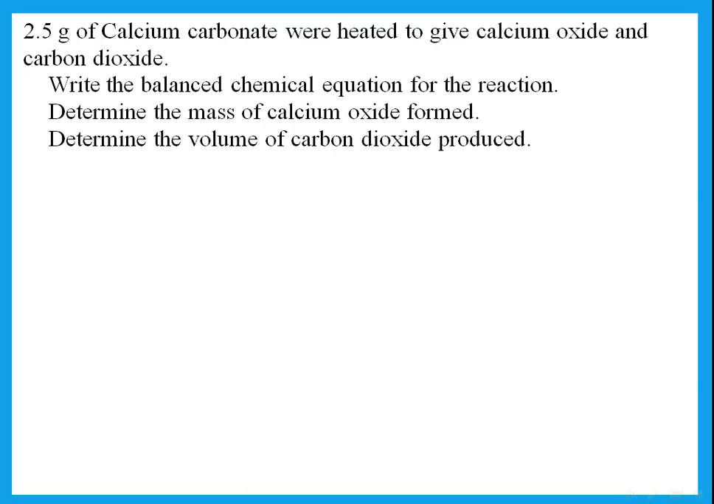2.5 grams of calcium carbonate were heated to give calcium oxide and carbon dioxide. The first part of the question says write the balanced chemical equation. I'm starting with calcium carbonate. You should remember that this is how we write calcium carbonate, because the valency of calcium is 2 and the valency of carbonate is 2. So we don't put any numbers under them.